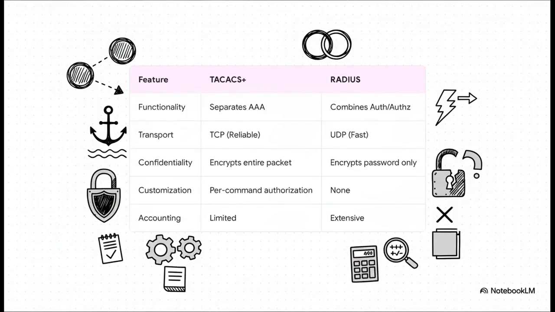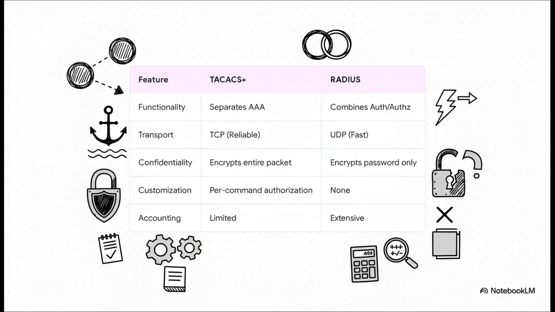This table really breaks down the key differences. So let's walk through this. First up, functionality. TACACS Plus keeps each of the three A's separate, which gives you a ton of flexibility. RADIUS, on the other hand, lumps authentication and authorization together. Now, transport. TACACS Plus uses TCP, which is reliable. It guarantees your security messages get delivered. RADIUS uses UDP, which is faster but less reliable. Okay, now for confidentiality, and this is a big one. TACACS Plus encrypts the entire body of the packet. Everything. RADIUS only encrypts the user's password.